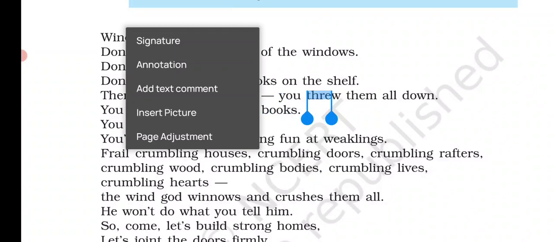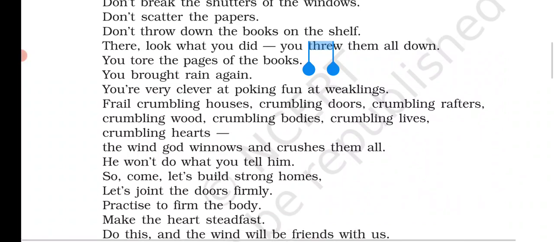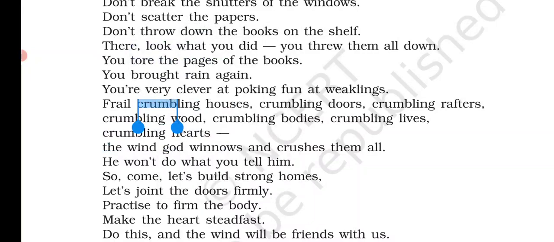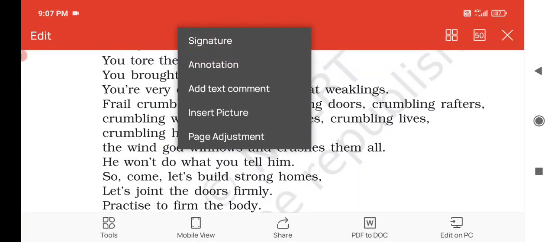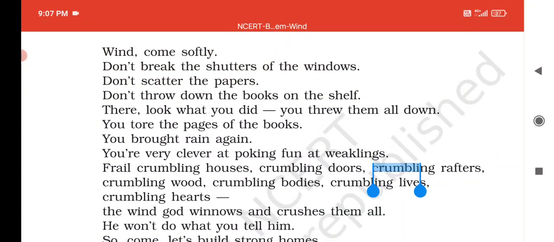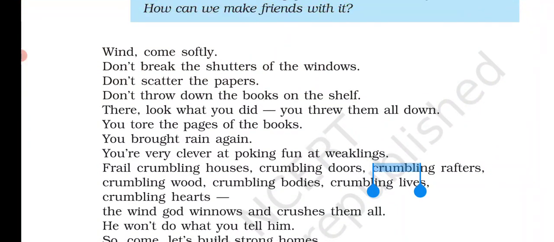And then we have repetition, which is when you see lots of words being repeated in the whole poem. For example, crumbling, you see crumbling here, there, and here too, and here. So it is an example of repetition when a word is being repeated without any specific pattern, right? So it is called repetition.